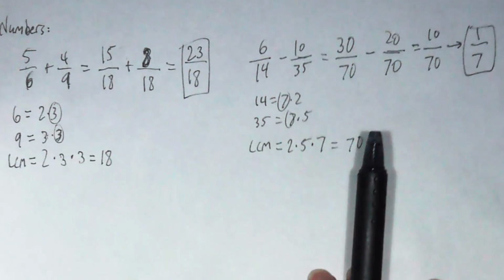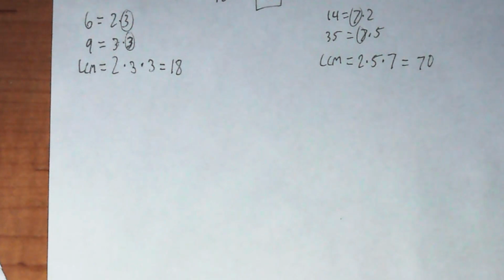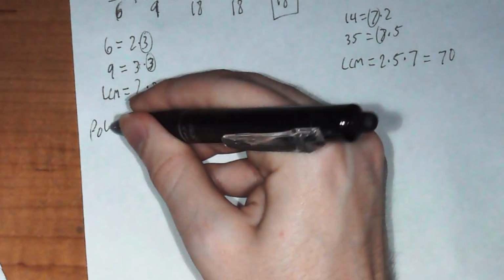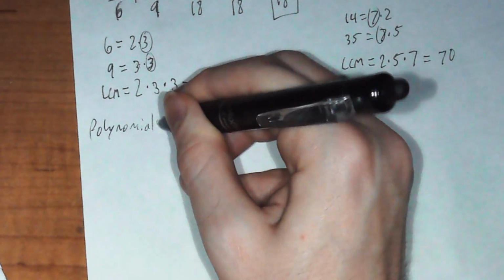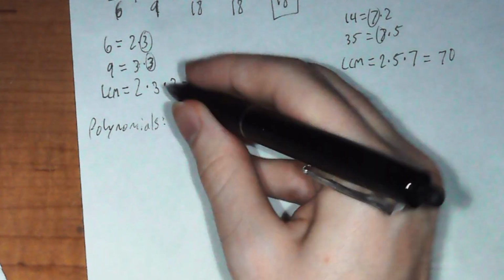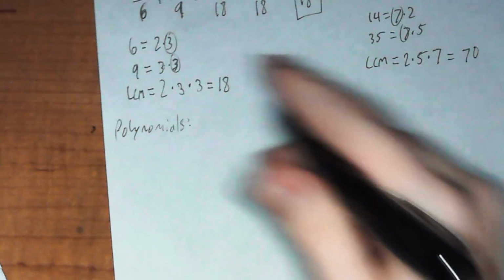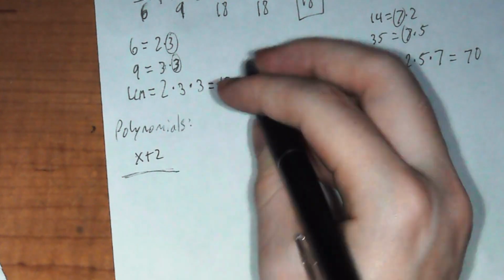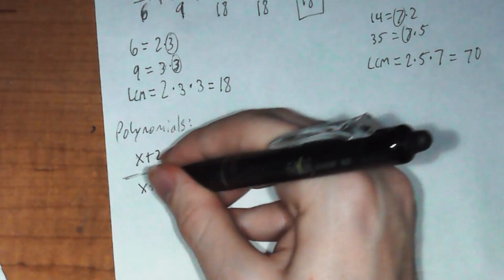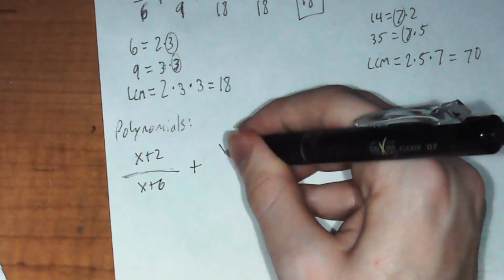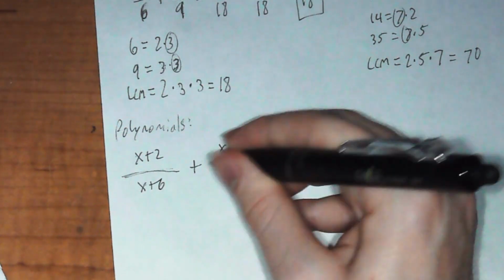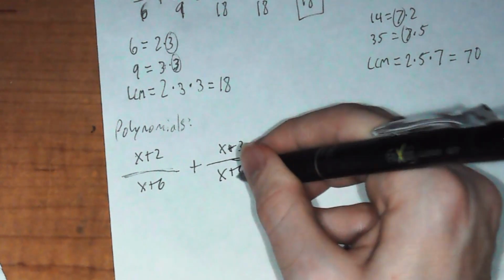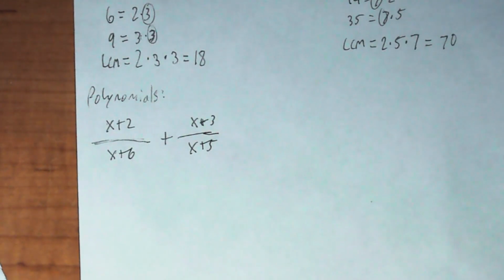So that's the general idea. Now we have to deal with polynomials. Okay. So our first sample problem is x plus 2 over x plus 6 plus x plus 3 over x plus 5. Okay.